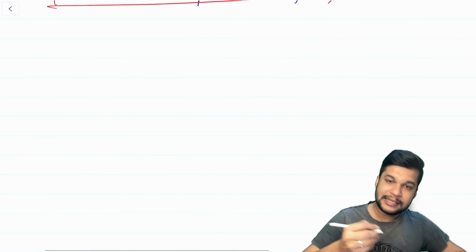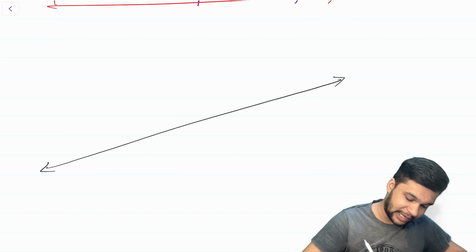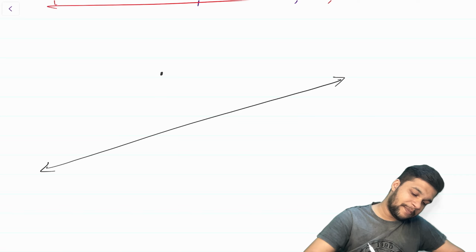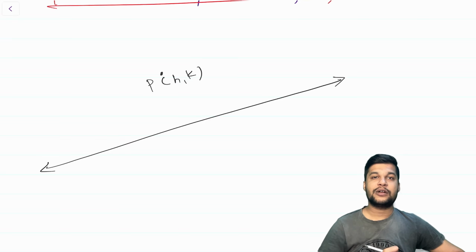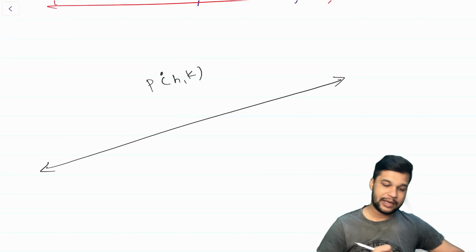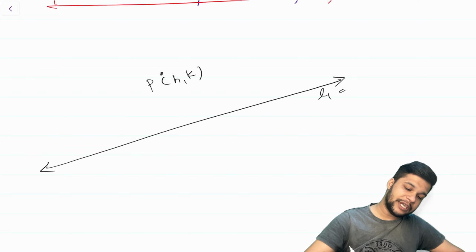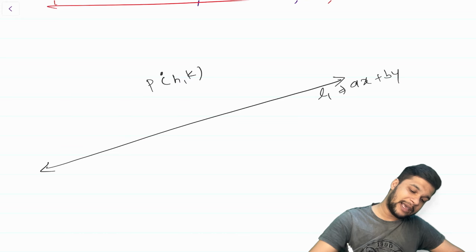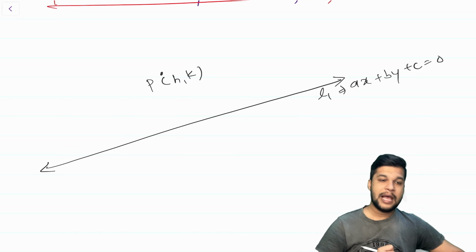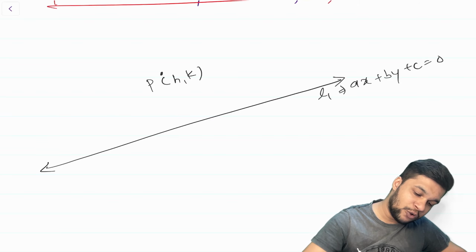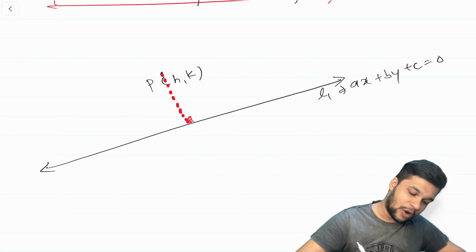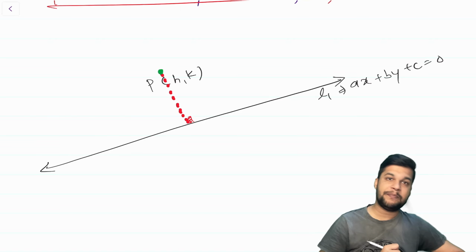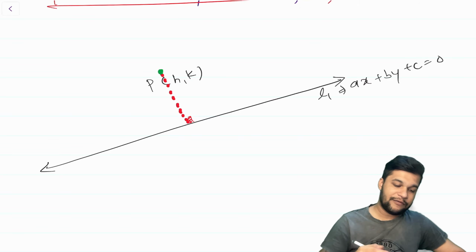Let's say you have a straight line, and a point P whose coordinates are h comma k. And let's say you have a line L1 whose equation is ax plus by plus c equal to 0. My question is, how do I find the perpendicular distance of this point P from line L1?